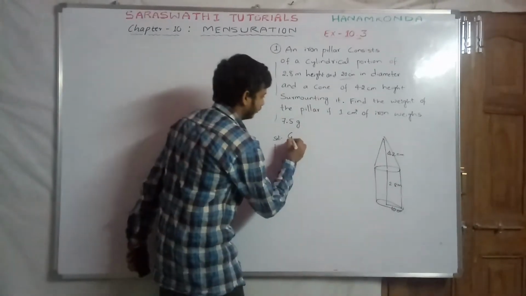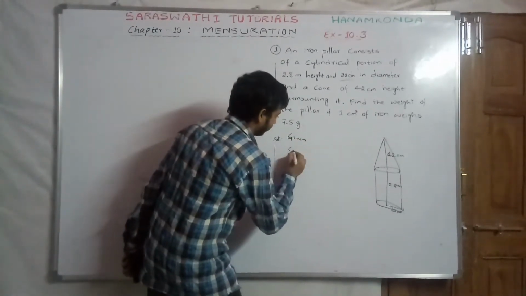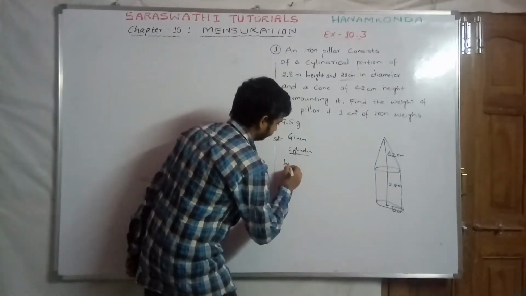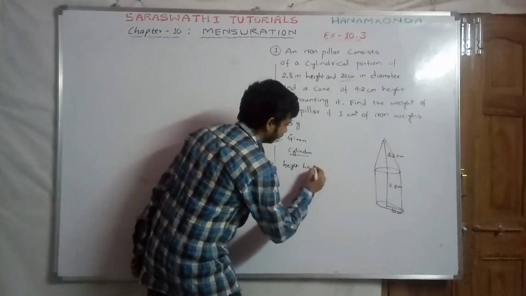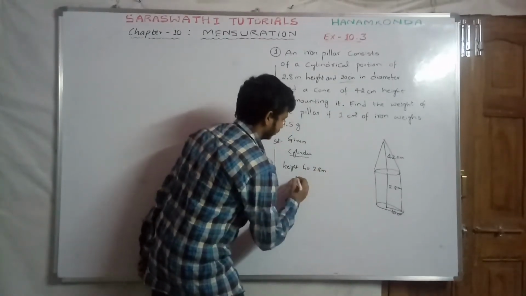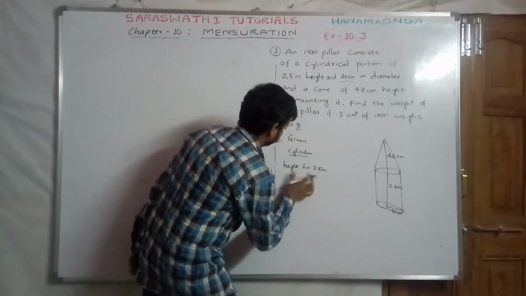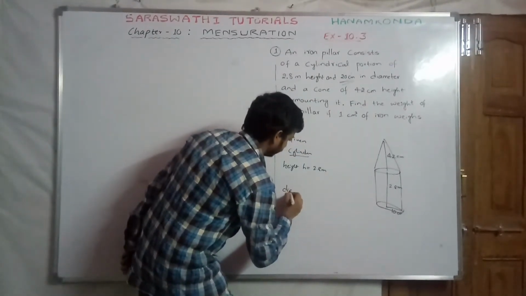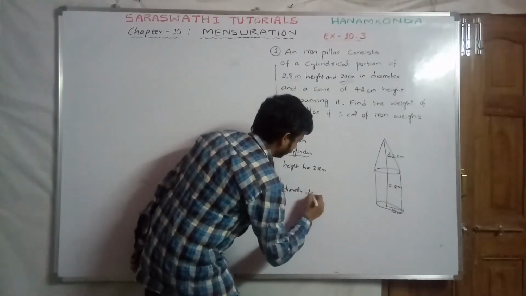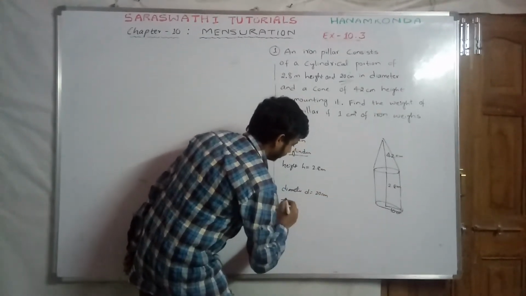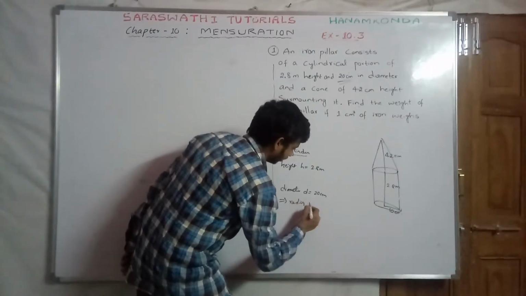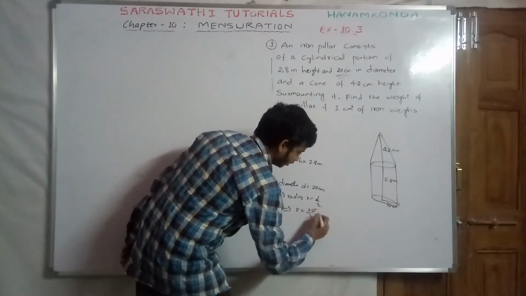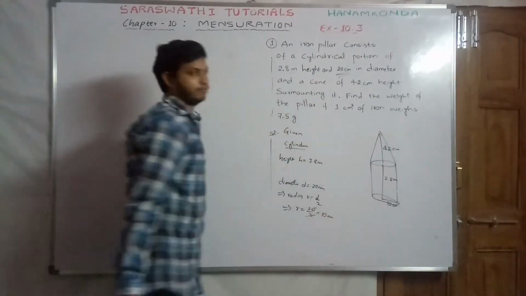Okay, so first write the given data. Given dimensions of the cylinder. So, height of the cylinder, height h equal to 2.8 meters. Next, given that the diameter of the cylinder is 20 centimeters, so diameter d equal to 20 centimeters. It implies that the radius is half of the diameter, radius r equal to d by 2. So r equal to 20 by 2 is 10 centimeters, the radius of the cylinder.